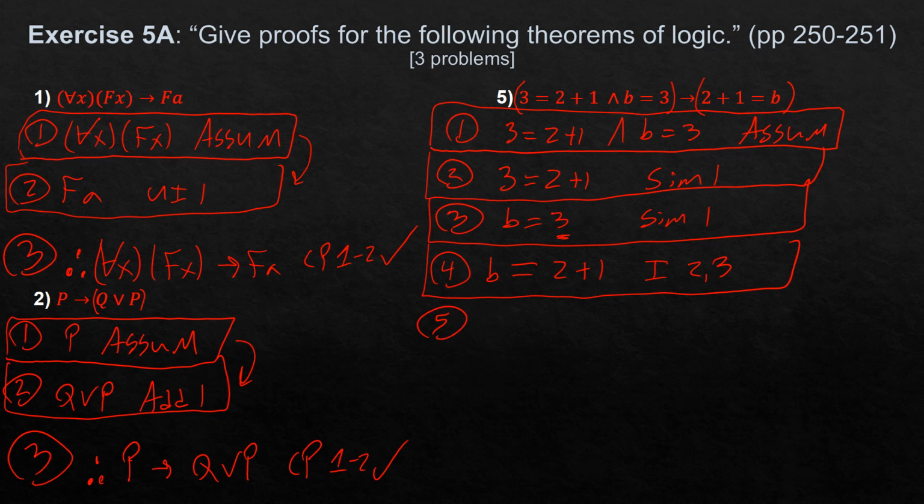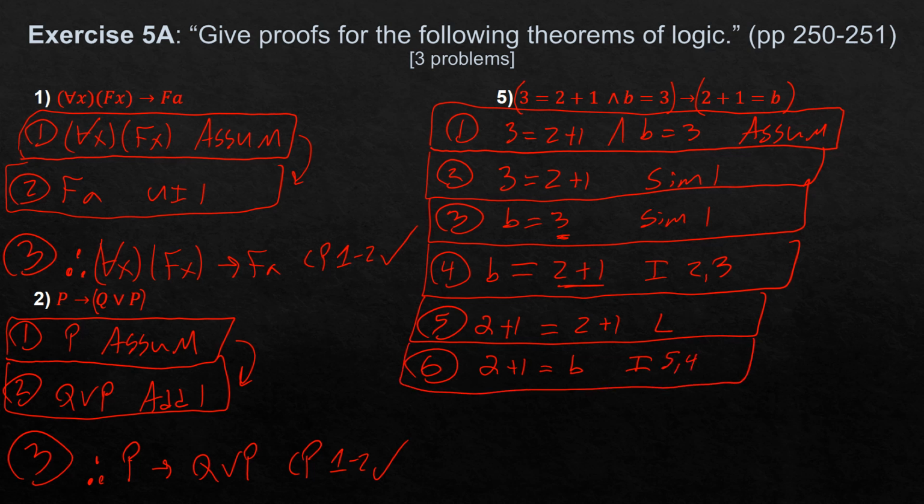And then for 5, we want 2 + 1 on the left-hand side. Right now it's on the right-hand side. So let's just say that 2 + 1 is equal to 2 + 1. That's a logical truth. And then we can do the identity rule again. We can get 2 + 1 is equal to b by the identity of lines 5 and 4.